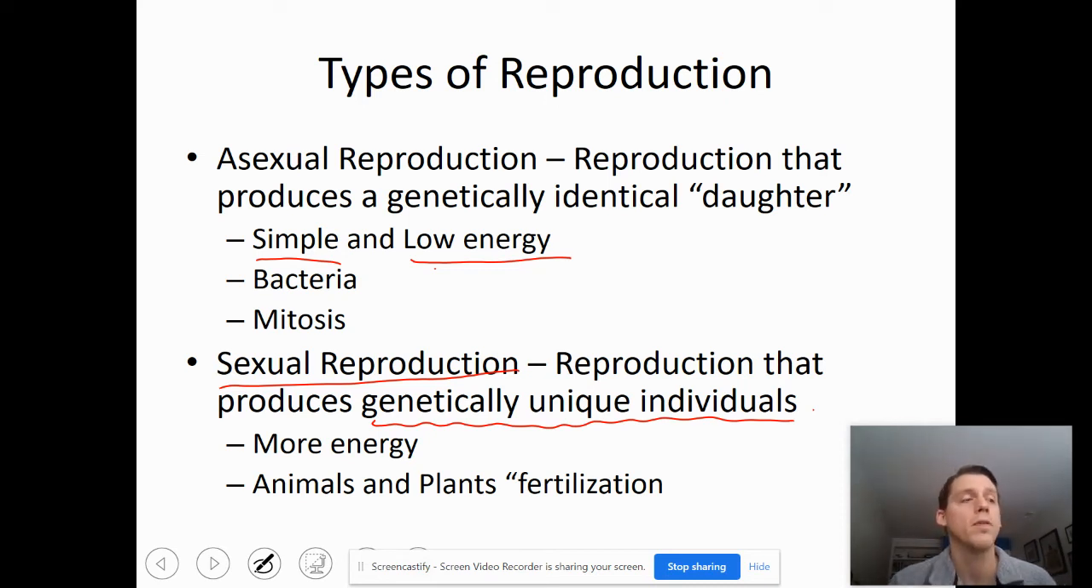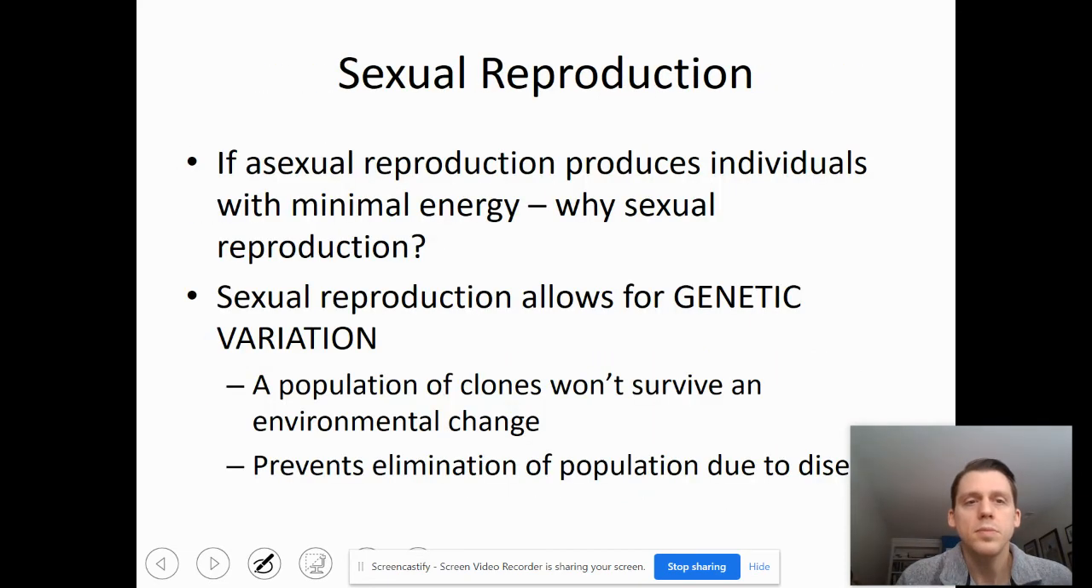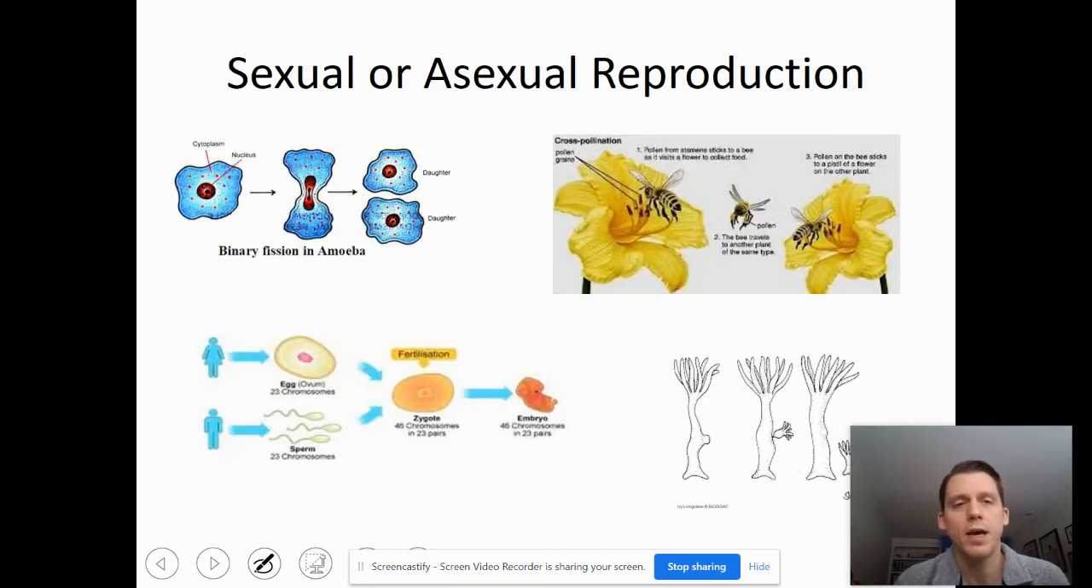Animals have to go and find a suitable mate. That's a lot of energy for sexual reproduction. They're not just splitting themselves in half to make a clone. So sexual reproduction requires a lot more time and a lot more energy. It's harder. So why would an organism reproduce? We're going to find that out in a moment.